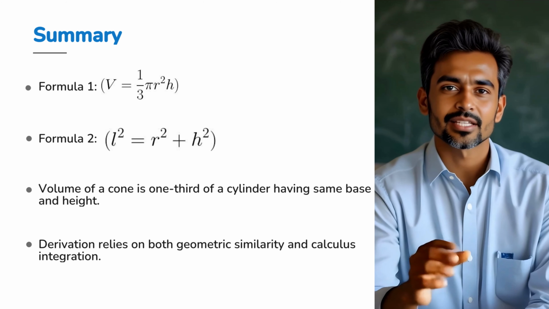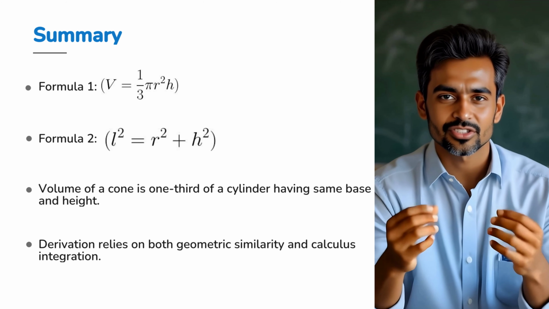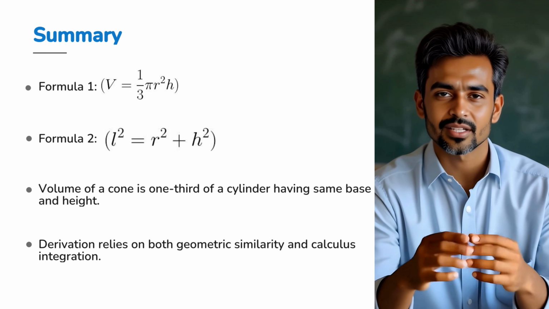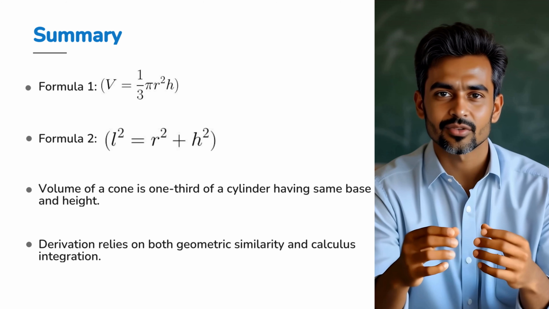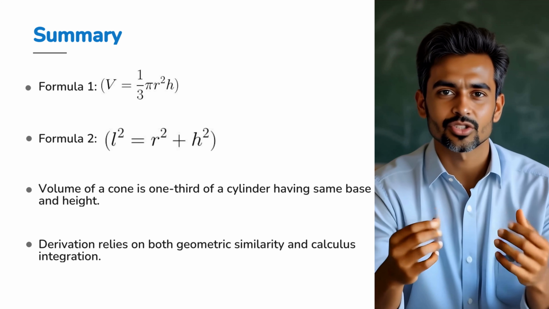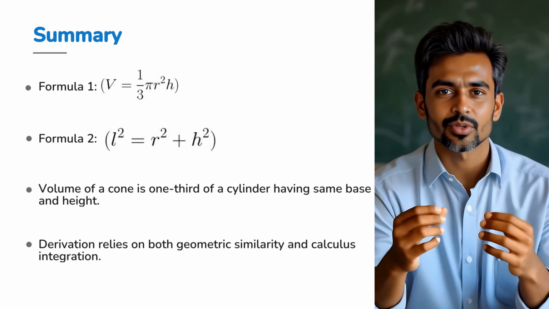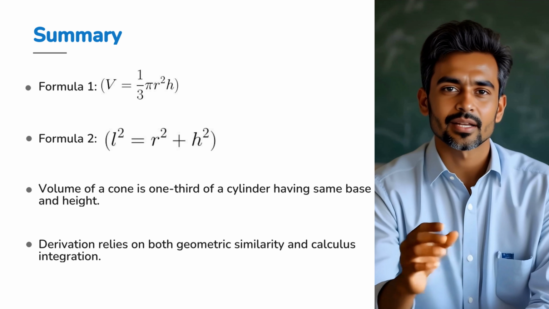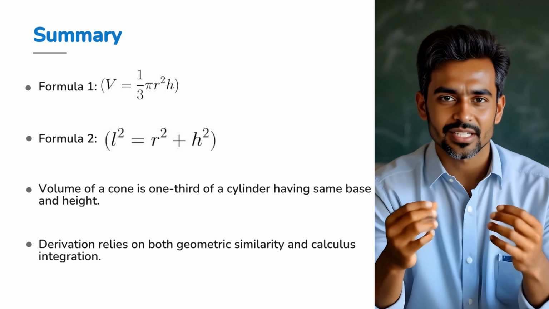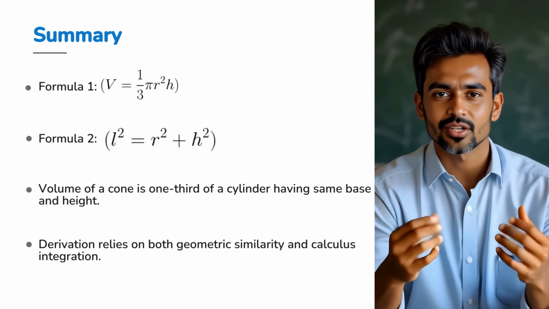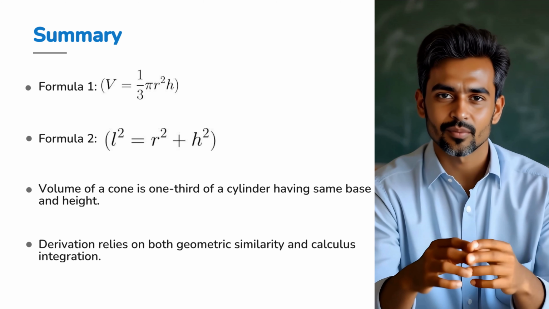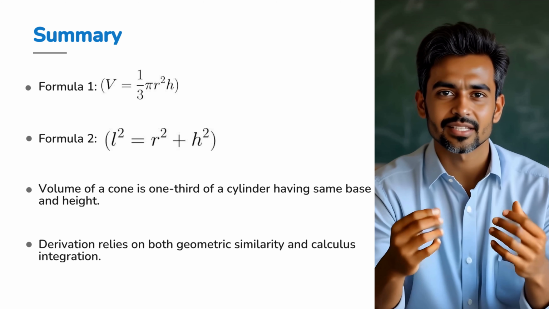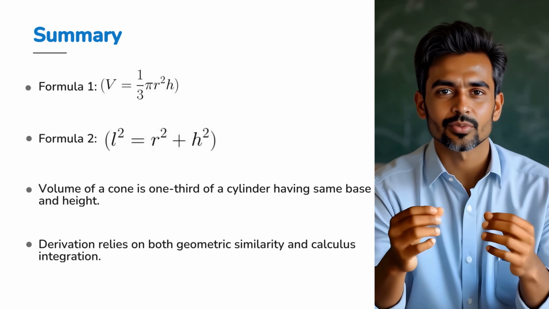To wrap up, let's quickly recall the key points. First, our main formula: volume V equals 1/3 times pi times r squared times h. Remember, the slant height L relates to r and h by L squared equals r squared plus h squared, which helps with surface area calculations but indirectly connects here. Key ideas to keep in mind. The volume of a right circular cone is exactly 1/3 of the volume of a cylinder with the same base radius and height. We can derive this either geometrically or using calculus, by integrating thin slices or comparing solid volumes.